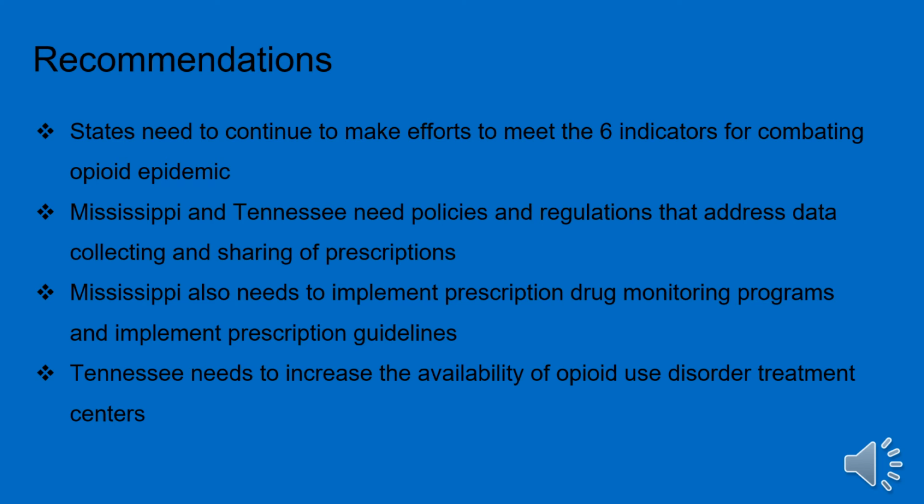So in conclusion, we recommend that states continue to make efforts to meet the 6 indicators for combating the opioid epidemic. More specifically, Mississippi and Tennessee need policies and regulations that address data collecting and sharing of prescriptions, while Mississippi needs to implement prescription drug monitoring programs and implement prescription guidelines, and Tennessee needs to increase the availability of opioid use disorder treatment centers. So in order to fight this war on opioids, it is going to require continued collaboration with local and state leaders, the public, healthcare providers, insurance companies, pharmaceutical companies, and federal government agencies.